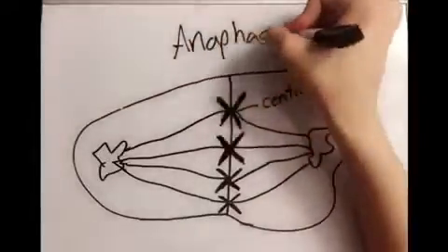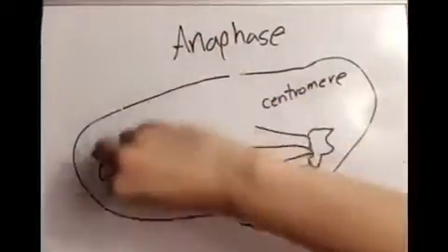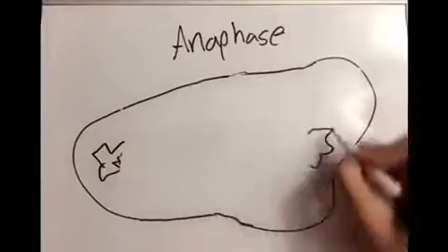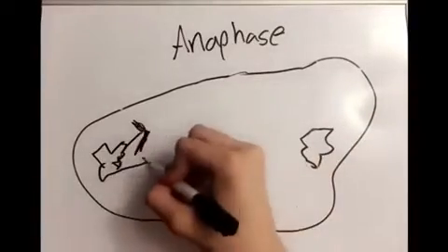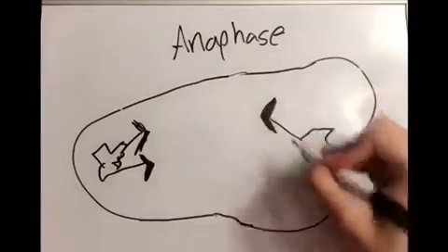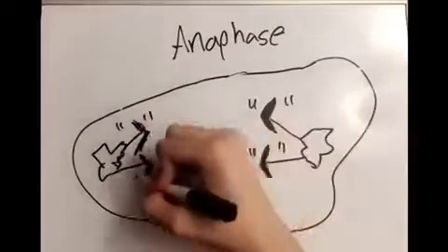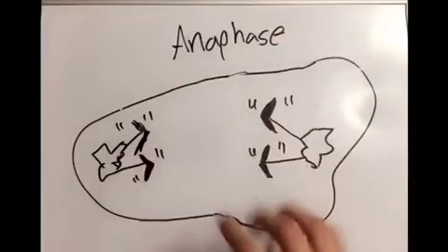The third phase is anaphase. The centromeres split up during this phase, and the sister chromatids get pulled to the opposite sides of the cell by the spindle fibers. The end of this phase is when the chromatids stop moving.